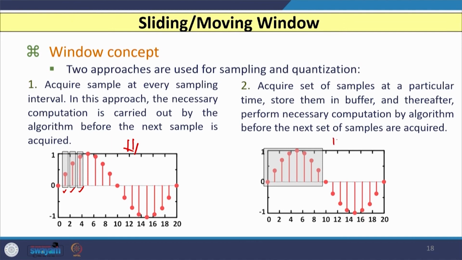The second approach is you acquire a set of samples, let us say this window is given. You acquire let us say 1, 2, 3, 4, 5, 6, 7, 8 samples, store them in a buffer and thereafter you perform the computation by the algorithm, depending upon the logic, and then you acquire the next set of samples, let us say that is also 8. Another approach is also possible.